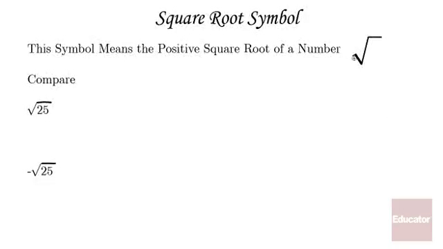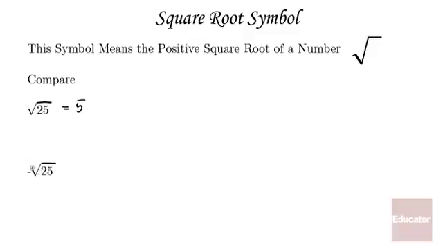When you see the symbol of square root, that's only asking you for the positive. Mathematicians have agreed that the square root symbol only represents the positive root. So let's compare some examples. The square root of 25 is 5. It's only the positive value.